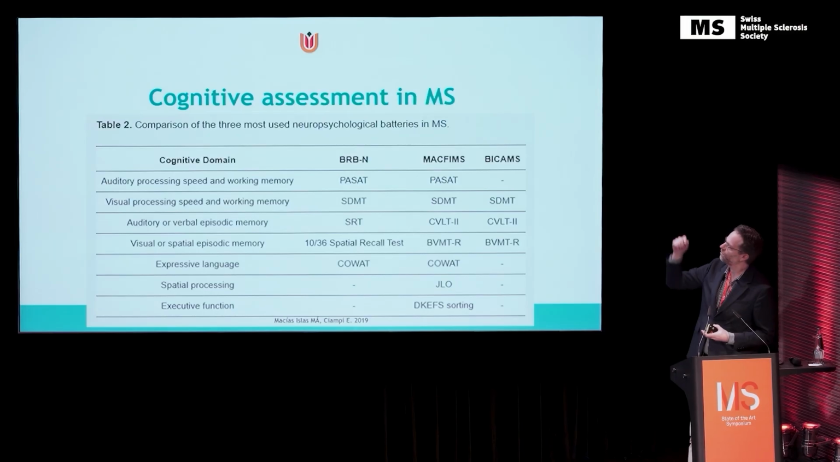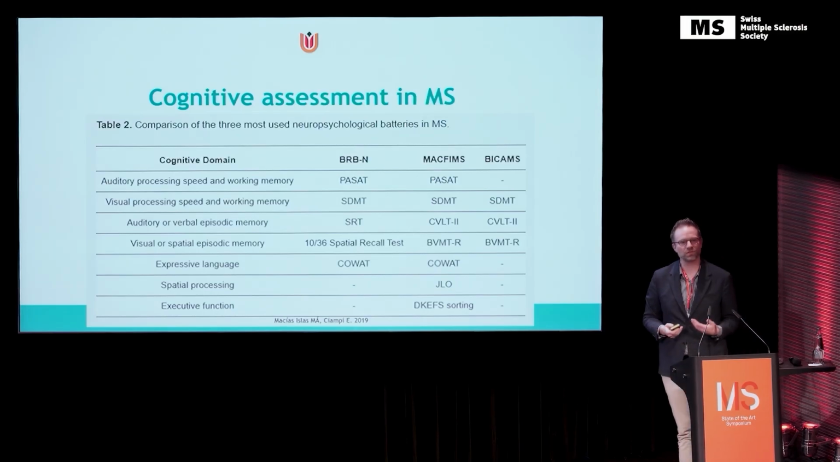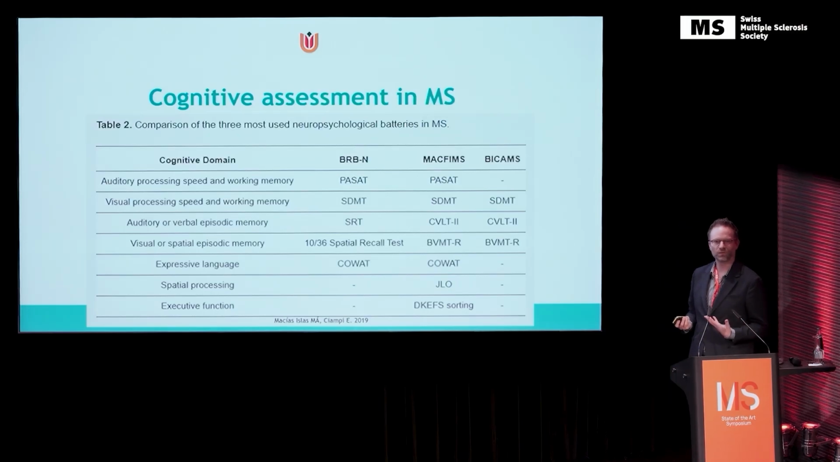If you move to the second one, the MACFIMS, this is the sort of gold standard that we have now. It captures all the relevant domains in the DSM, so not just the MS relevant domains, but all domains. But as you can of course think, it is very long. So this is quite a long, extensive battery to use. So it's great for research.